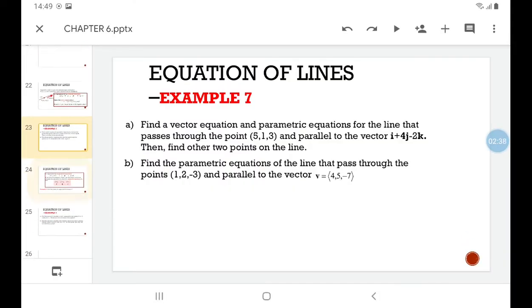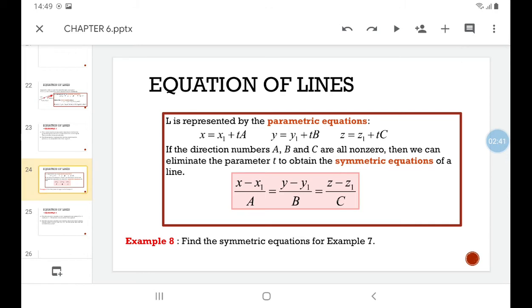Now moving on to the next. To find the symmetric equation, you let t be at the left hand side of the equation. Remember that this chapter is not very hard, not difficult at all, but you must know what is the vector equation, what is the parametric equation, and what is the symmetric equation. You must know how to differentiate all of these terms.